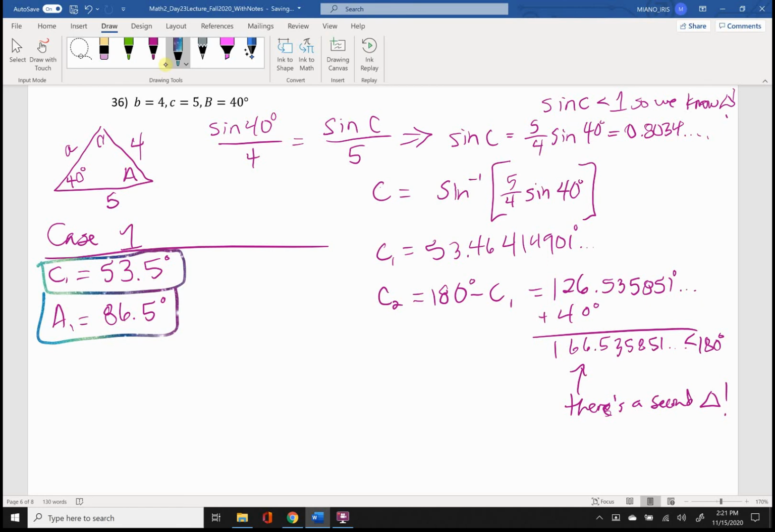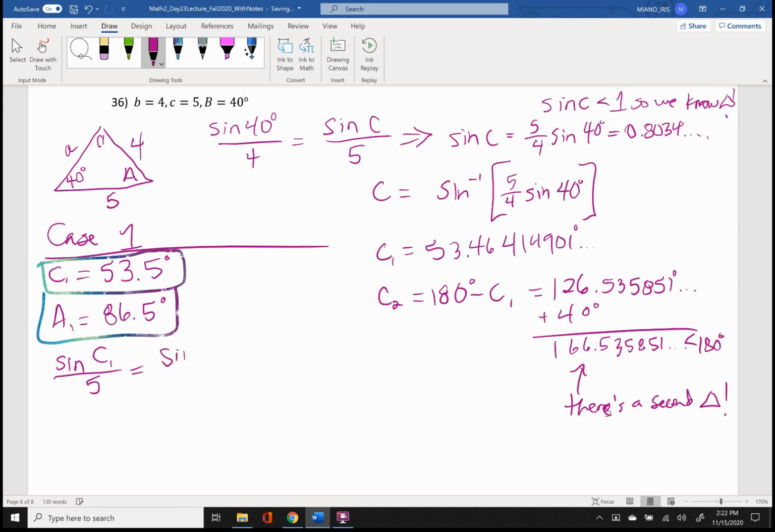Okay, so still in case 1, we're going to do sine of C1. You could do C1 or you could do B or whatever, but you have to do C1 there. So sine of C1 over 5. Now, the reason why I'm doing C1 instead of putting 53.5 here is because I want to harken back to this. I want to use as much of this calculation as possible, okay?